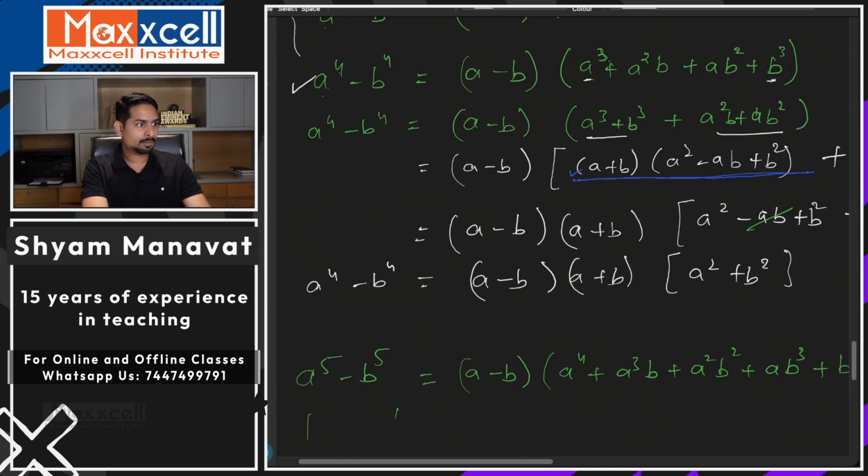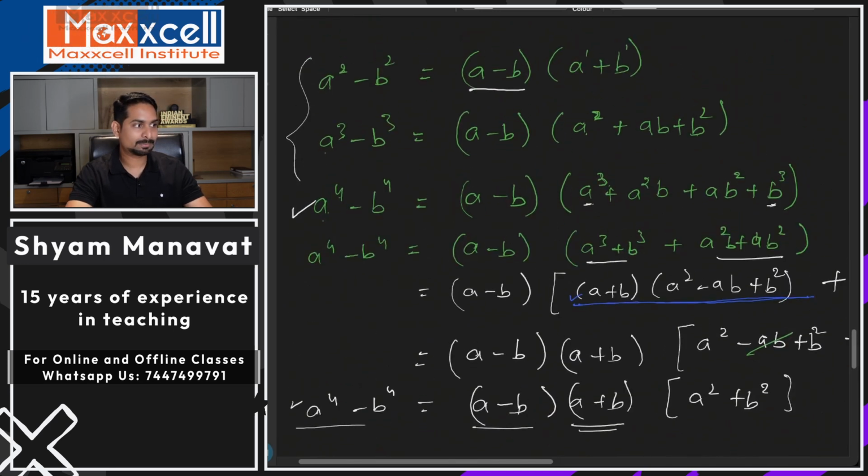You can also look at it this way, but here I'm just trying to show that when it is a to the power 4 minus b to the power 4, one of the factors is a minus b and the second factor is a plus b. Now let me talk about the generalization.